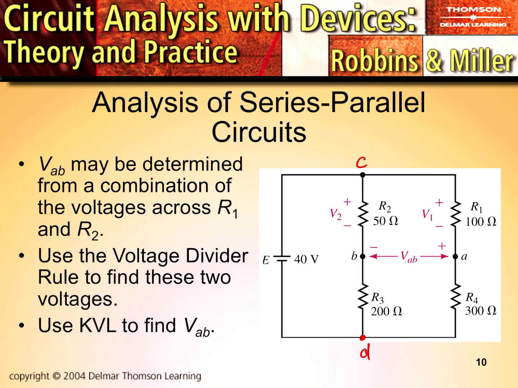Notice how this has all been redrawn. We've got our loads aligned vertically on the right and our source over to the left here. And this is the equivalent redrawn circuit. So it becomes a parallel circuit made up of two series connections, right?